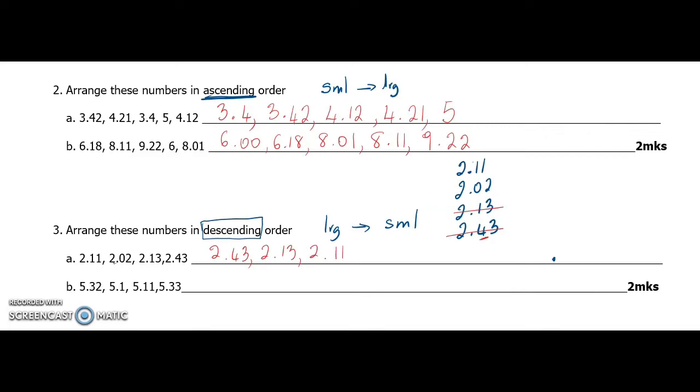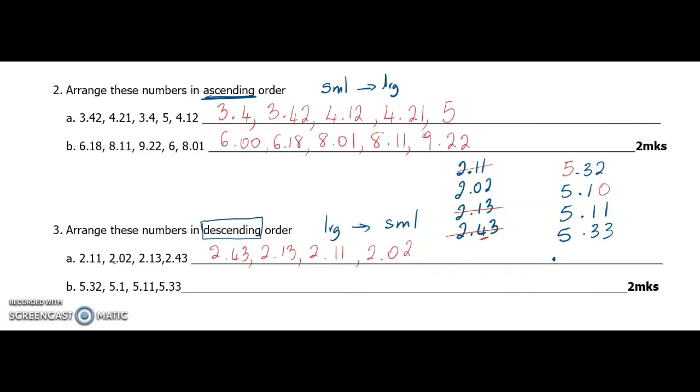And for the next one, we're just gonna do the same thing. 5.32, 5.1, 5.11, 5.33. So what we're going to do here, we are going to identify our digits as it relates to place value. So 5, they're all the same, so we cannot use the ones place to identify which is the largest. We're going to put a 0 here for space holder. So we have 32 cents, 10 cents, 11 cents, 33 cents. So the largest would have been 33 cents.